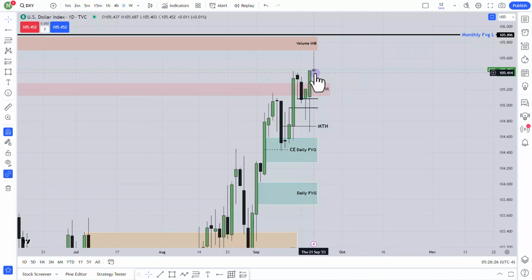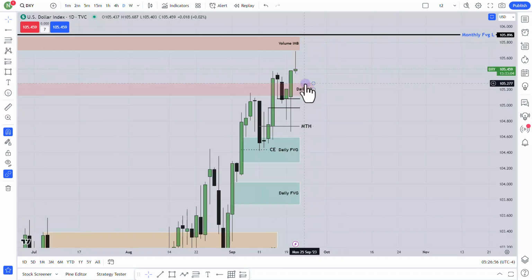So right now, price is over here. It tried to reach the volume imbalance and then came back. I'm thinking that if price would like to go higher, it won't go below the consequent encroachment of the daily fair value gap as well as the mean threshold of this order block. So it can't go below that level. If it goes below that level, then I will think the other way. But right now I'm thinking it will stay right over here and my bias is bullish.